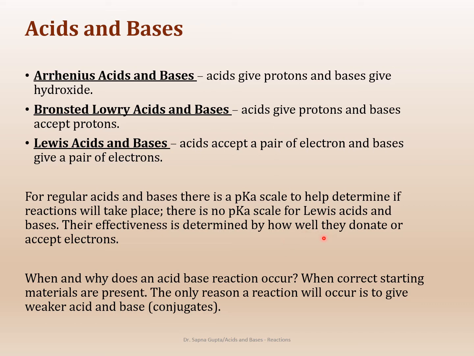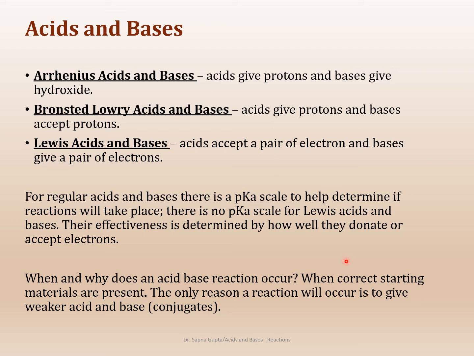Lewis acids and bases, they are not on the pKa table. Their acid strength or base strength is determined on how easily they can give electrons or how easily they can accept electrons. So it's slightly different kind of a thing. So we're going to talk about 3-4 things here, when a reaction takes place. So when a reaction takes place means when you have a good acid and a good base, meaning strong acid, strong base. If you have weaker acids and weaker bases, reaction is not going to take place that well. So you learned that in Gen Chem also, okay?